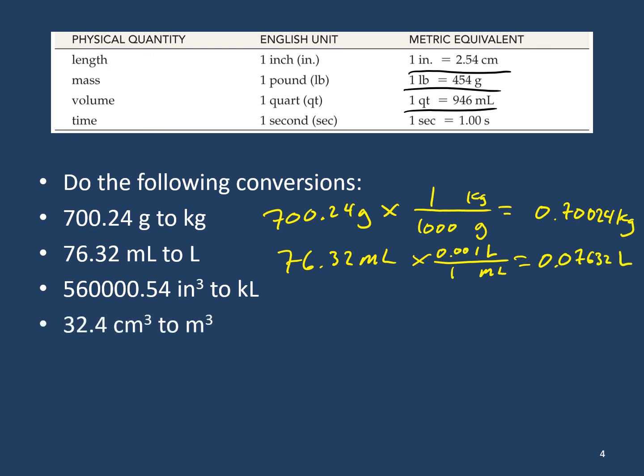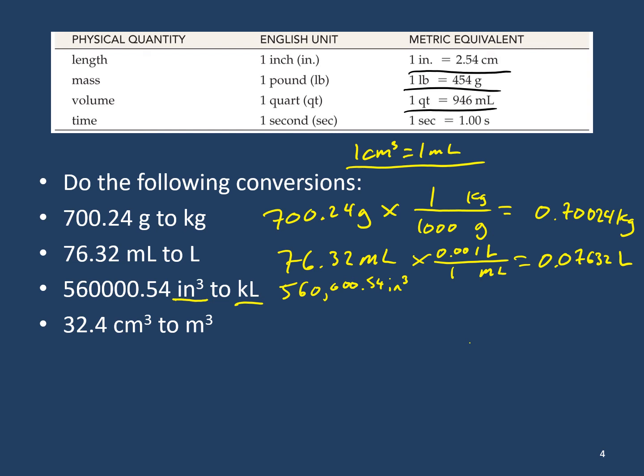Okay, so here we want to go from inches cubed to kiloliters. So there is one more factor that I definitely need you to know, and that is 1 centimeter cubed is equal to 1 milliliter. You should have that relationship memorized. Now, if I want to do this, I have 560,000.54 inches cubed. Inches cubed is a big deal here.